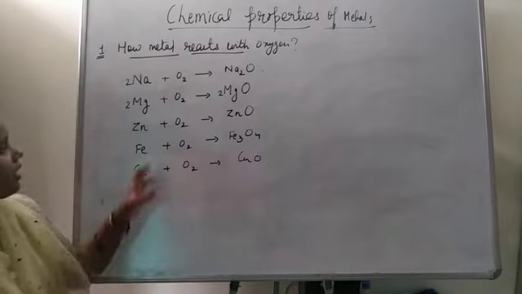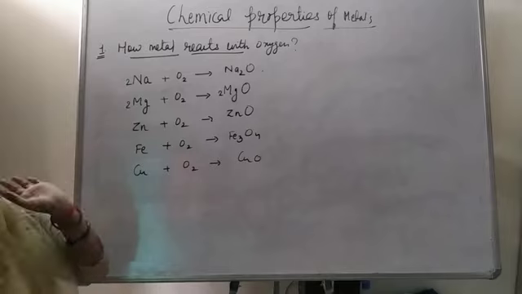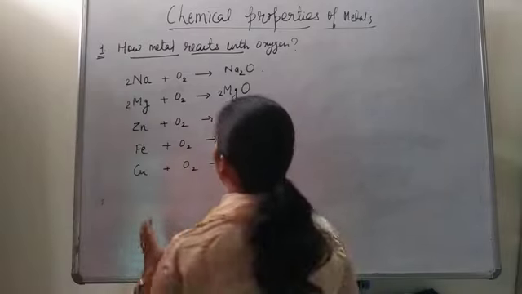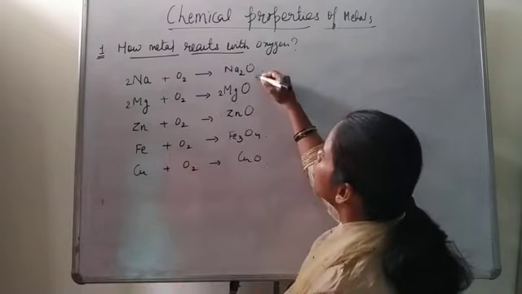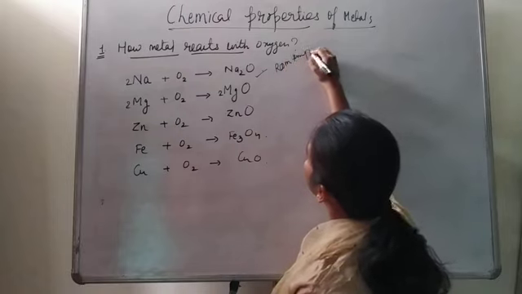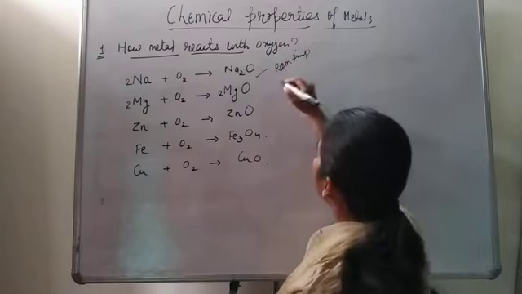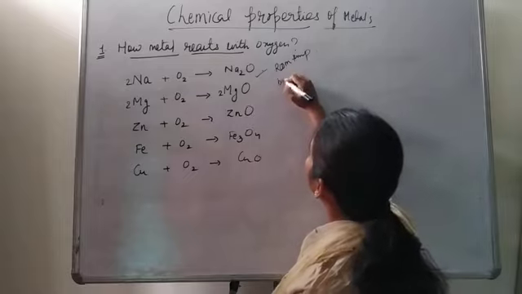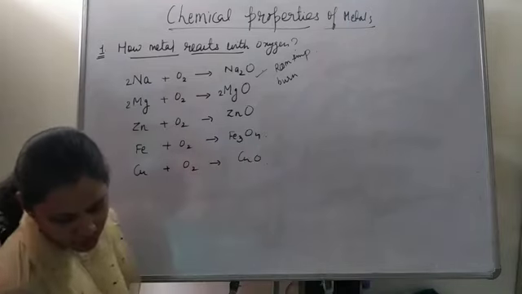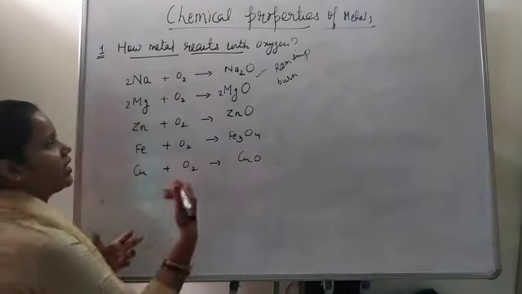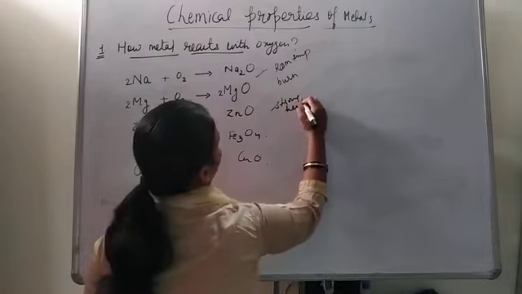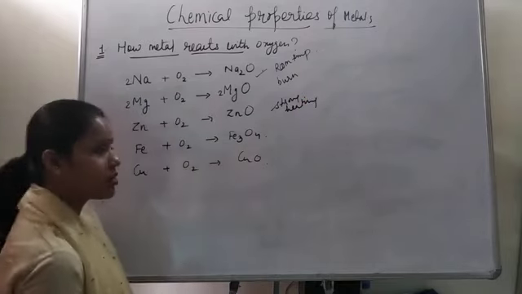So here we have seen 5 different reactions. In all these reactions, what we can see is that sodium can react with oxygen at room temperature. Magnesium reacts when we burn it in the presence of oxygen. Then zinc, if we want zinc to react, it needs very strong heating. When we strongly heat zinc, then it burns with oxygen.